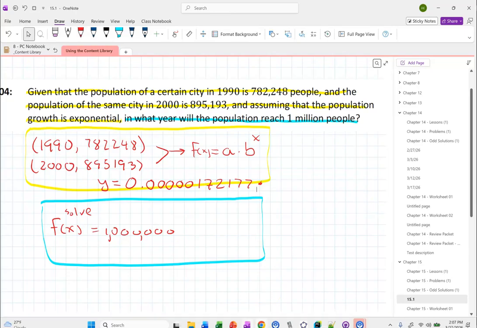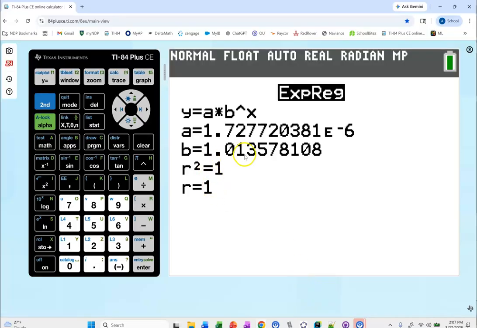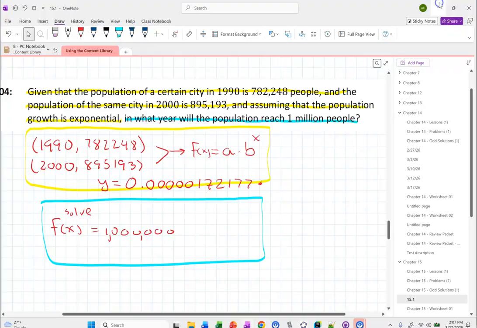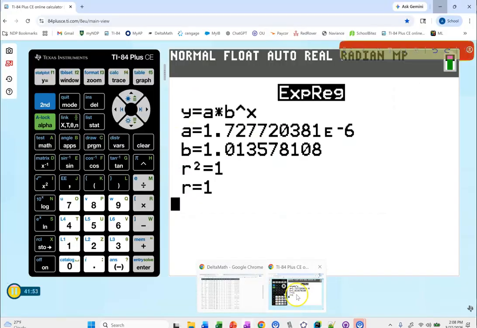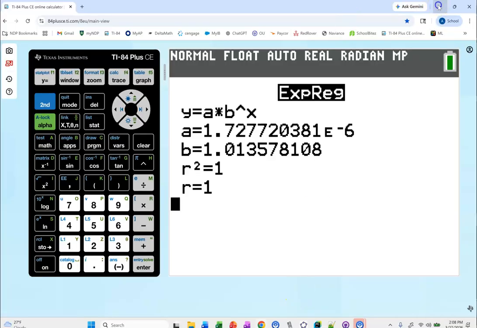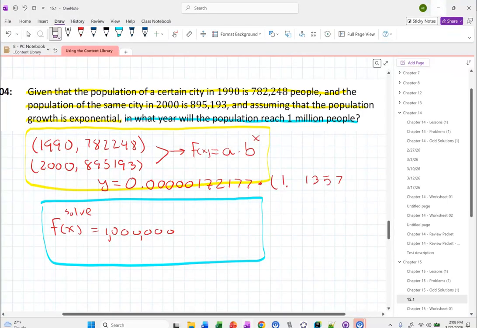And then my B is 1.01357. I think a 1.101. Go ahead, Max. Oh, nope, I was right. Okay.